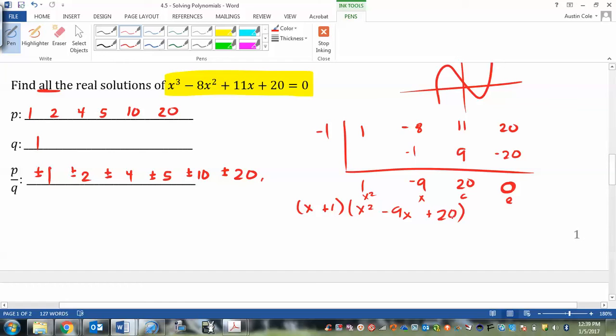Can that factor? Factors of 20 that add to -9: -4 and -5, right? So I'm going to have x plus 1, x minus 4, and x minus 5. Those are all my factors. Now, remember, from my factors, I can find the zeros. So my final answer would be x equals -1, x equals 4, and x equals 5. Those are my 3 answers.